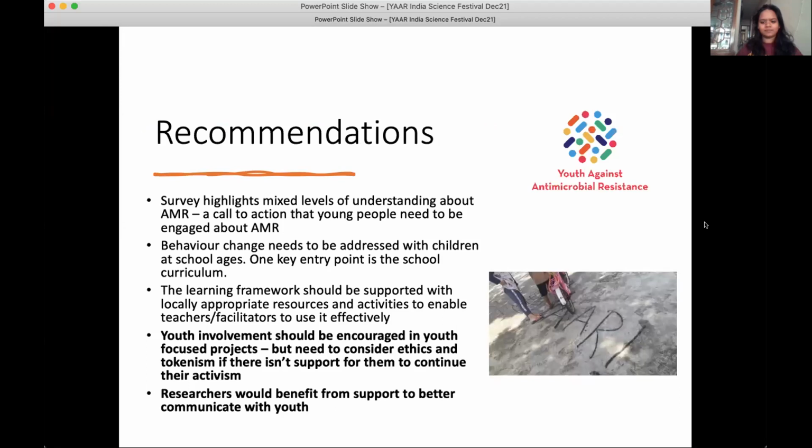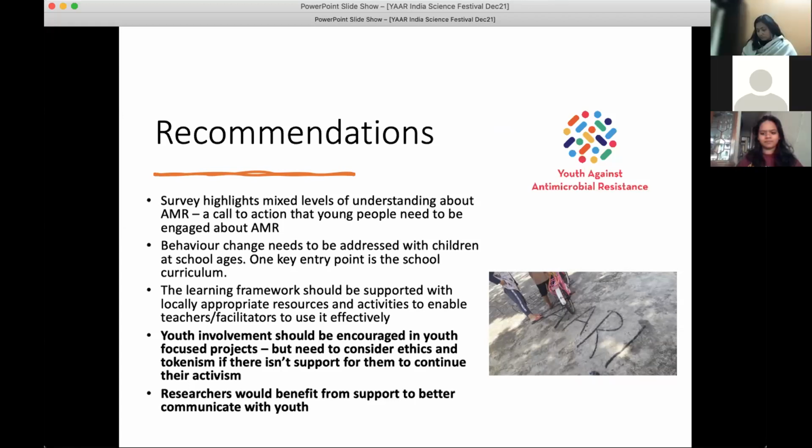So the recommendations that we gave to the Wellcome Trust at the end of this project were that young people very definitely need to be involved in and engaged about AMR, but not just as recipients of knowledge, but as agents of change. And that youth involvement should be considered in all youth-focused projects.